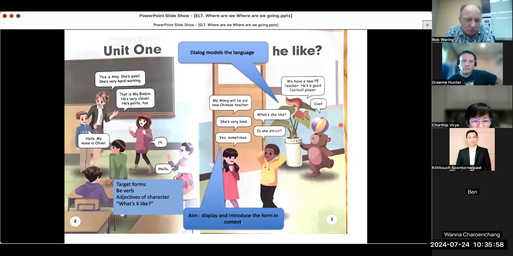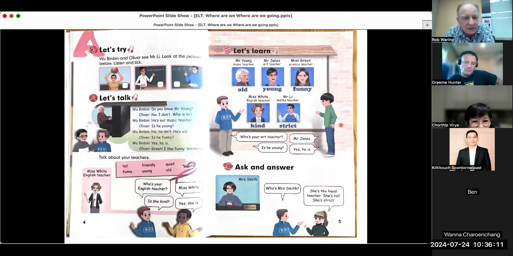Yes, you could repeat the sentences, but that would be controlled language production, and probably again is language focus. So the aim here is to display, to introduce the form in some form of context. On the next page, again, we have a dialogue here. You can see, do you know? No, I don't. Yeah, he's amusing. Is he young? Is he funny? So this is again trying to demonstrate the same sort of material, and this time through listening.